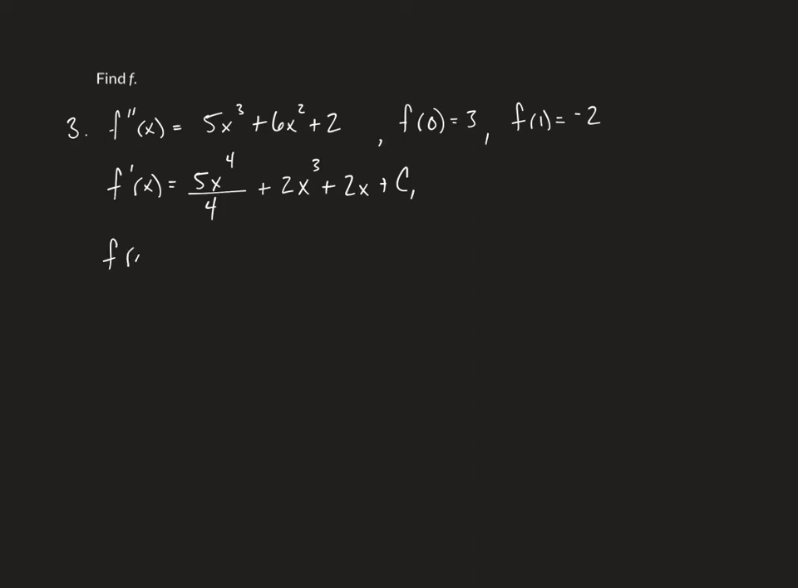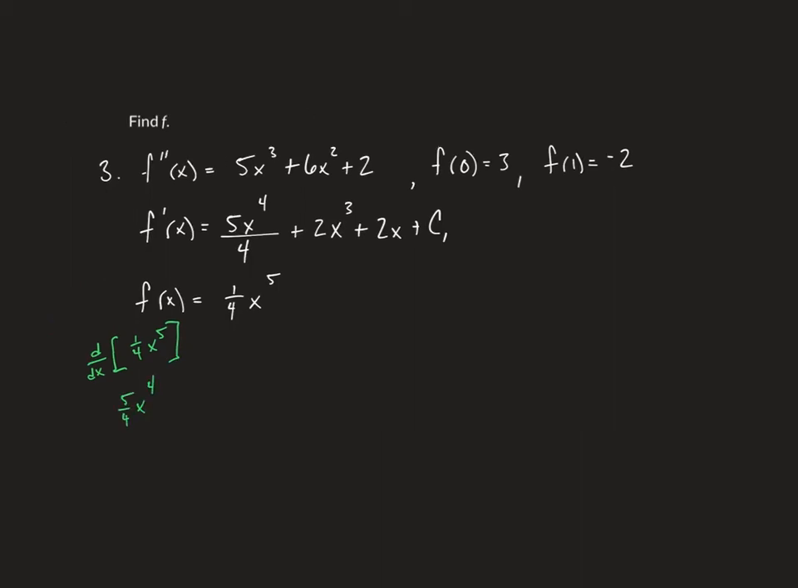So now I'm going to find f of x, and this gets a little more challenging because now this is going to be an x to the 5th, and I have to ask myself what would have to be here for this 5 to come down and create a 5/4. And that's going to be a 1/4. And so you could do a little check there to make sure that that's correct, but if I take the derivative with respect to x of 1/4 x to the 5th, the 5 is going to come down and I'll have 5/4 x to the 4th. So that will be that term that we had there.